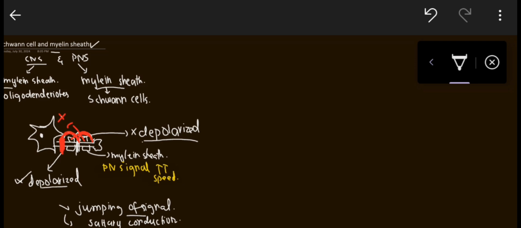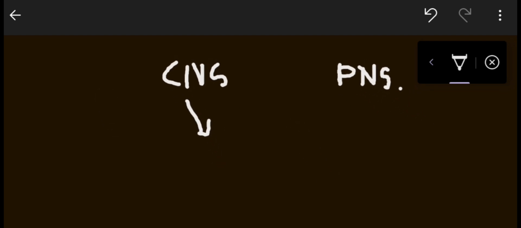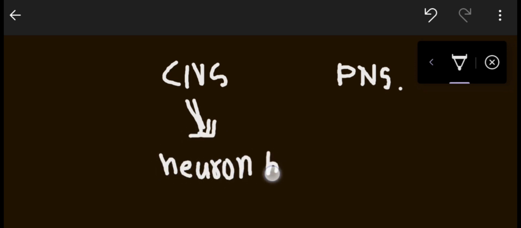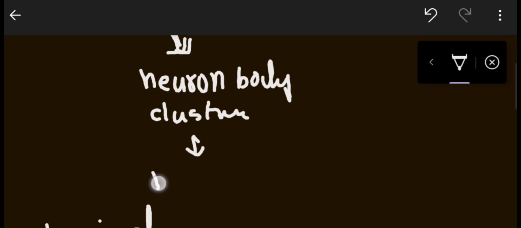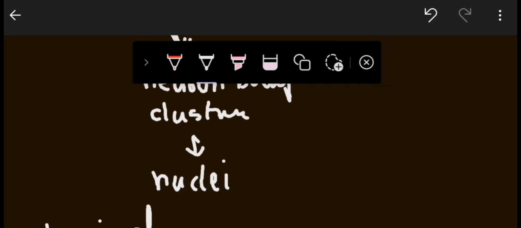One more thing I can tell you here. Here you can see we have the CNS and the PNS. In the CNS, when the cell bodies of neurons combine together, I'm talking about the CNS, where the cell bodies combine, this means a cluster of cell bodies is present, and that is known as nuclei. What do we call that place? Nuclei, in the CNS. So a cluster of neuron cell bodies is known as nuclei.